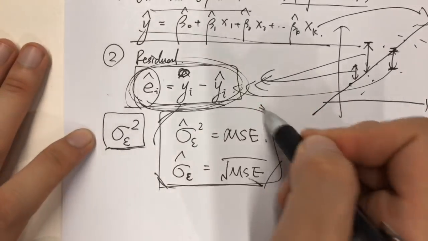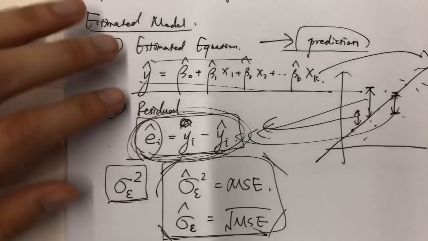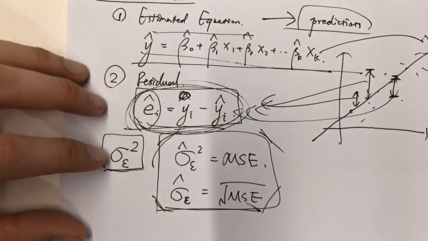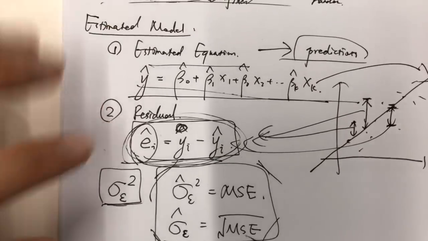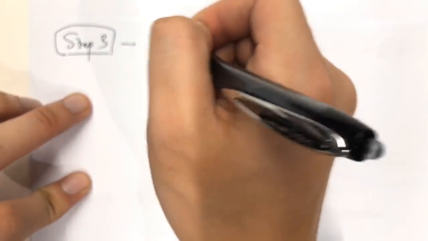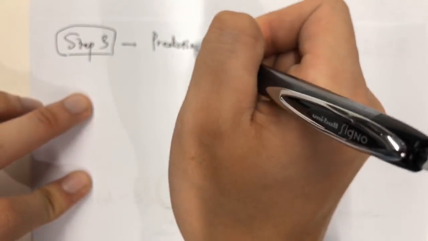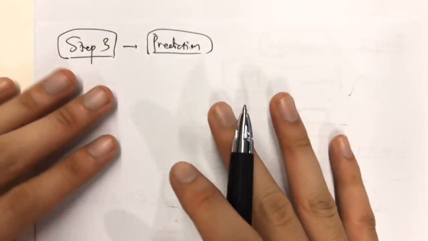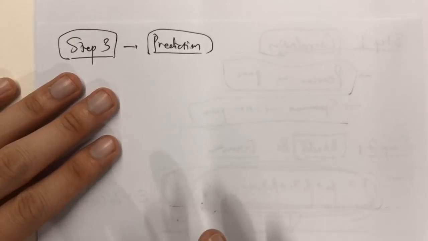Okay. So that's all about the estimated equation and residual. You need to know the difference between them. What's next? Step 3. In our step 3, after we make an estimated equation, we can actually do what we call prediction. In terms of prediction, the point prediction is very easy, right?